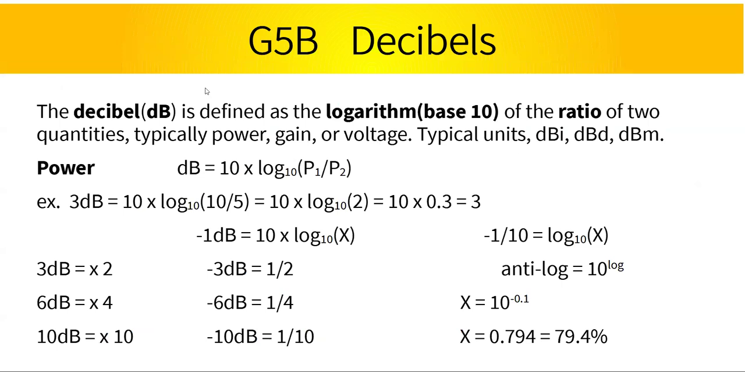Okay, decibels. Everybody knows decibels, right? 3 dB is 2 times or half, depending on whether it's plus or minus. The formula is 10 times the log, base 10, of the power ratio. If we're doing it in milliwatts, we use dBm. For antennas, we use dBi for isotropic radiator, and dBd if it's relative to a dipole.